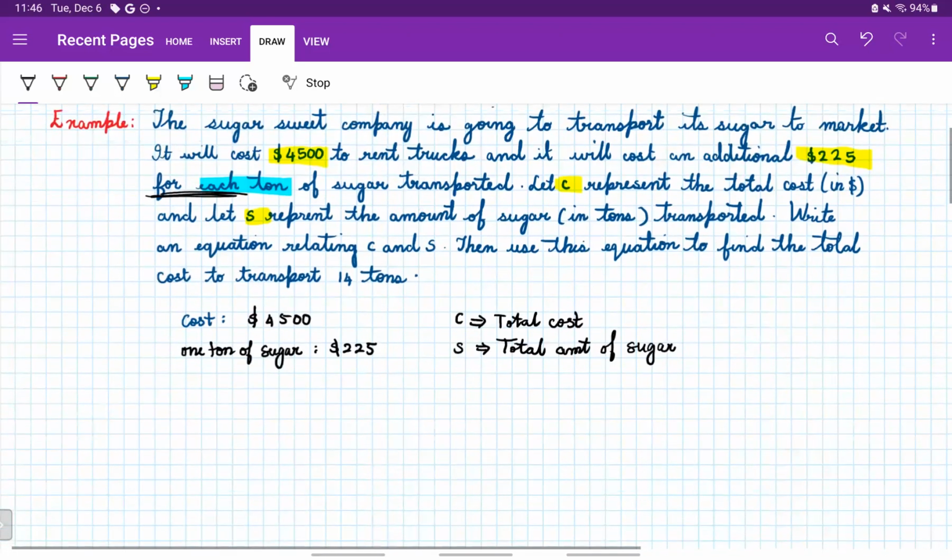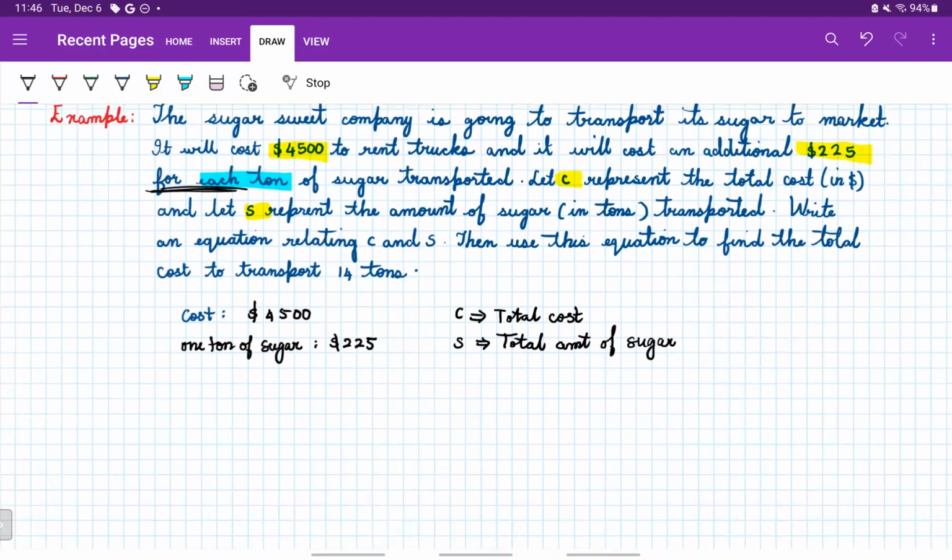Okay, so now that we know C is the total cost, and that's what we are trying to understand, let us first begin with C equals. We know that there is a one-time cost, which is 4,500. That is to rent the trucks, right? So that would mean that we have 4,500 initially. And on top of that, $225 for each ton of sugar.